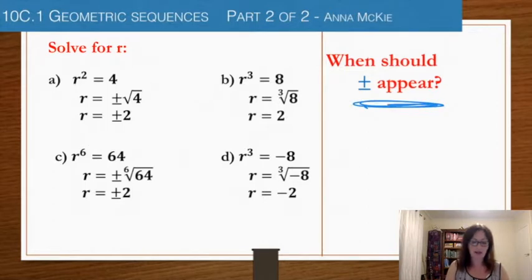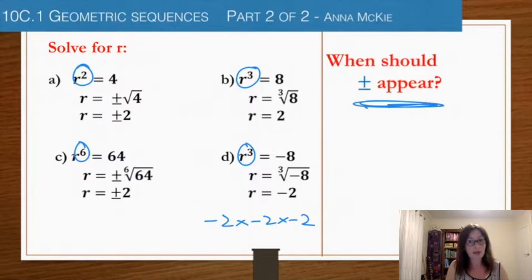So when should this appear? I'm hoping you're realizing it depends on the power. These powers are even and these powers are odd, and because of that, I'm sure you know where I'm going with this. If it's an odd power, we would have 3 negatives, so it's an odd number of negatives, which means we would end up with a negative. If it's an even number of negatives, it could end up being a positive number, which means we therefore have to account for both answers there. Hope that was a quick refresher for you.